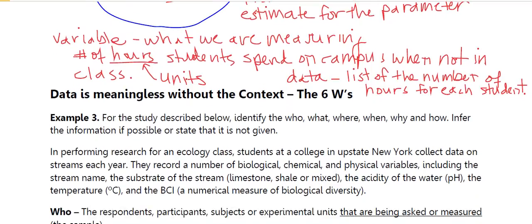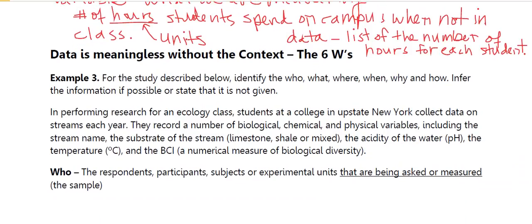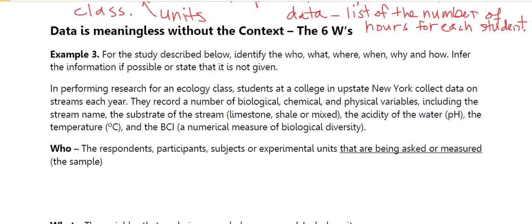There are 6 W's, and if you've ever taken a writing class or journalism class, you've probably run into the W's. Identify the who, what, where, when, why, and how. Those are all good questions to ask to determine what the situation is.